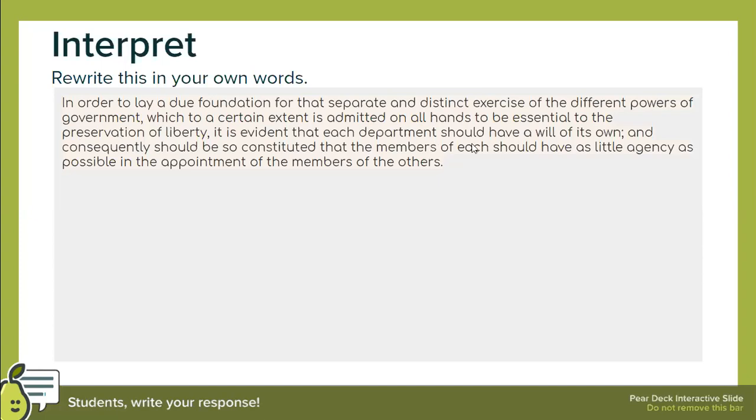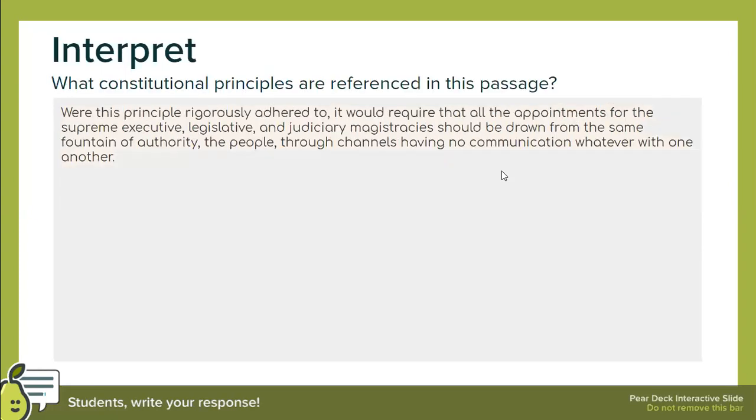And if everybody had a will of its own, if everybody just did whatever they wanted, then oh my word, how bad would that be? That's why we need to have separation of powers, and that's why we need to have checks and balances, okay? Where this principle is rigorously adhered to, it will require that all the appointments would be drawn from the same fountain of authority, the people, through channels having no communication with each other, okay? So that is very specifically separation of powers because they're all doing their own thing.